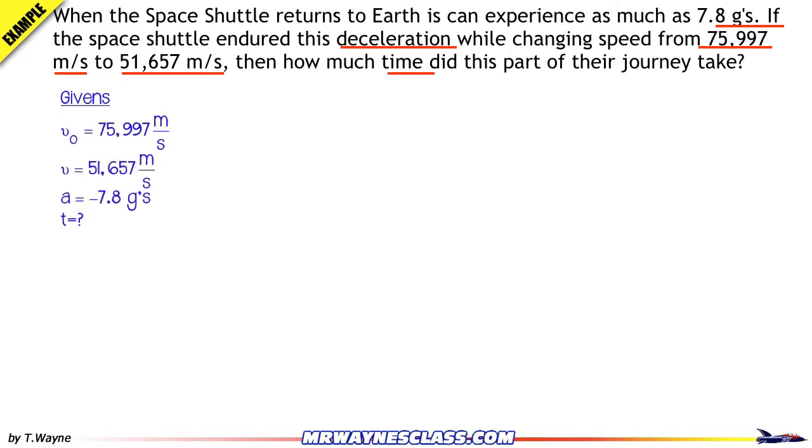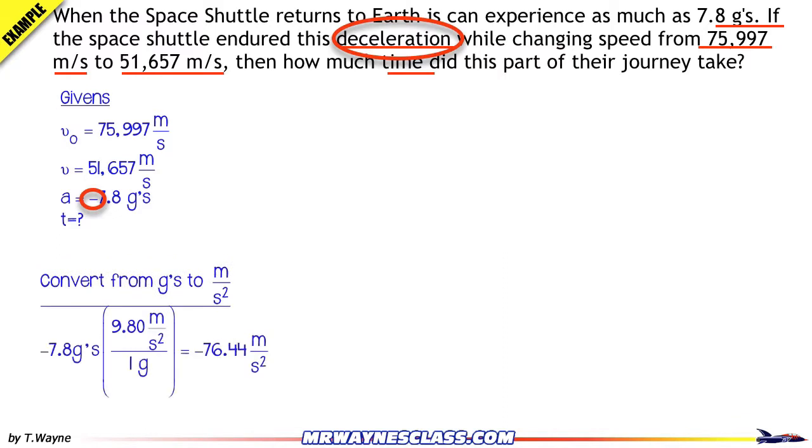So I'll list my givens. I look at my unit clues and I see the 75,000 is the beginning, that's initial velocity. 51 is the end of the motion, that's the final velocity. And acceleration, well, it tells me that it's decelerating. So because it tells me it's decelerating, I'm going to make it a negative 7.8 Gs. But I got a problem. All this isn't in SI units, so I need to convert the Gs over into meters per second squared.